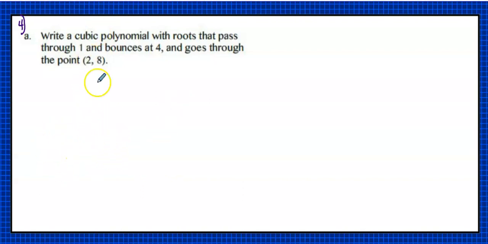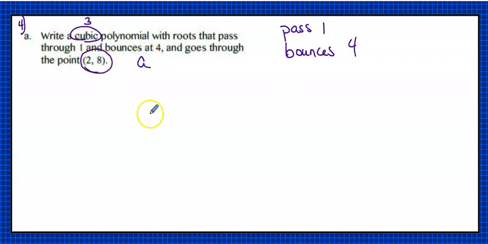Let's look at our key things here. It says write a cubic polynomial. So cubic tells me something. That tells me it's going to have a total exponent of 3 when I add all the exponents. The roots, one of them passes at 1. So it passes at 1. And then it bounces at 4. And it also gives me another point that it goes through. If you are given another point like that, that means you need to find that a value.